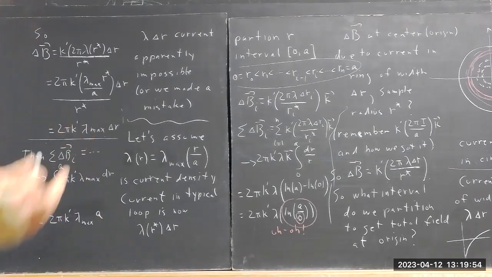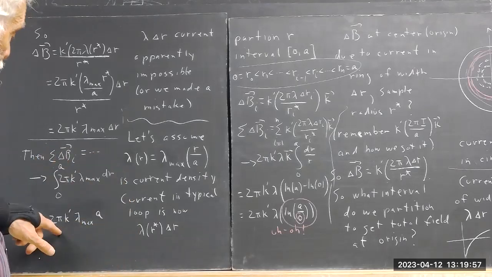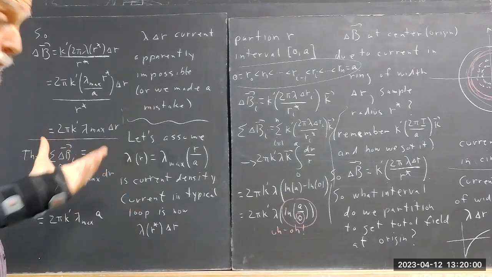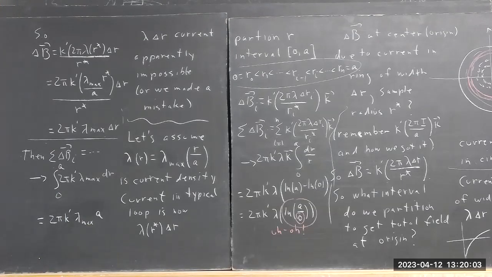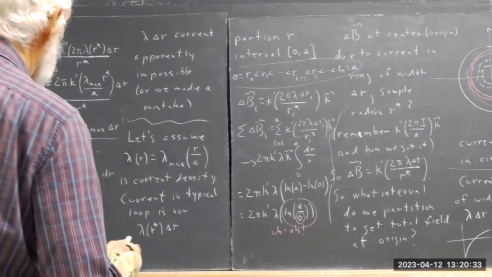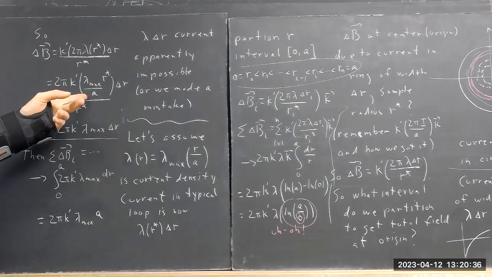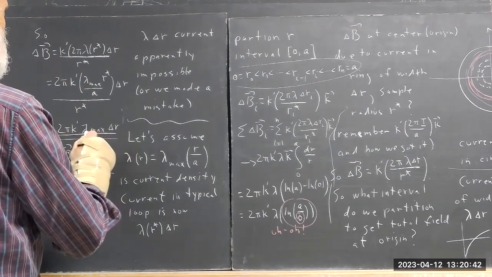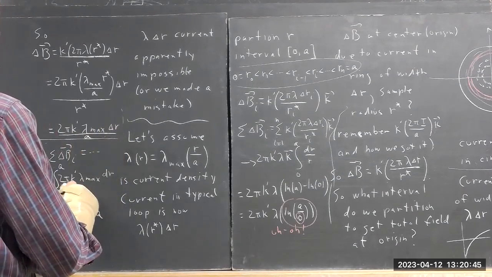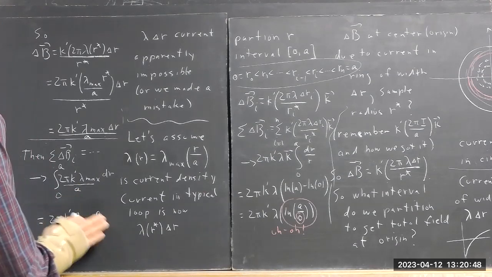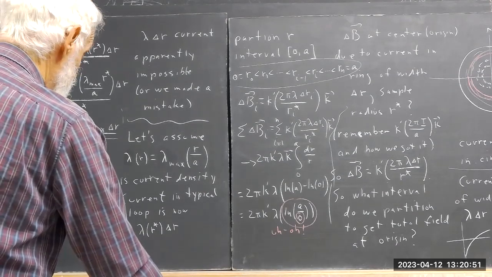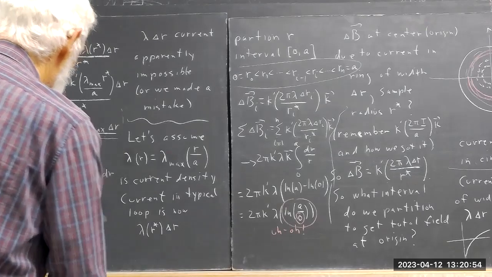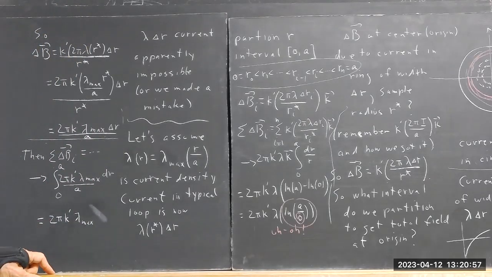Okay, unless I left something out. Okay, so we did leave something out. But that doesn't go away. I have an A there, of course I have an A there. That A goes away. Can I get this? What are the units?